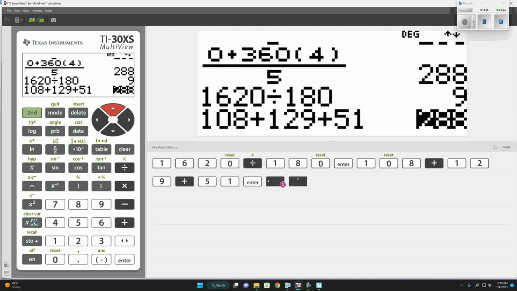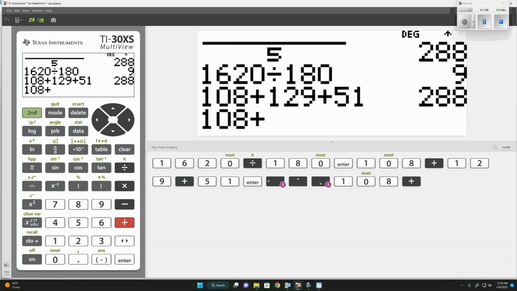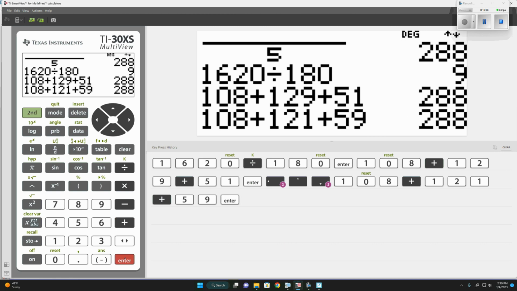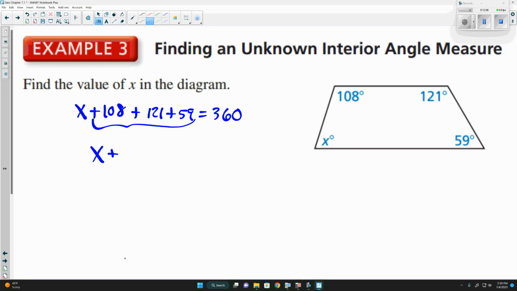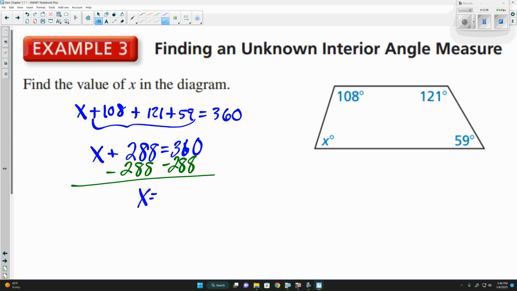Okay. So at least I got the 108, right? Plus 121 plus 59. We end up getting the same thing: 288. That's convenient. And lastly, we need to subtract 288 from both sides. Exactly. So the correct answer is 72.